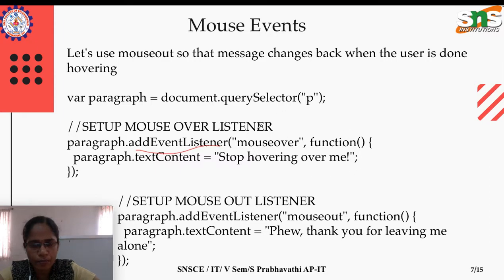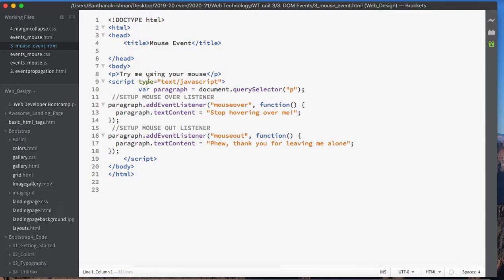If you mouse over the paragraph, the content is changed to "stop hovering over me", and when you take the mouse out, the content is put back to something like "phew, thank you for leaving me alone." It's quite funny. The logic is about how to interact with the paragraph element at runtime. These features are provided by the DOM, and we achieve that interactivity via JavaScript. I'll take you to the demo of the same program.